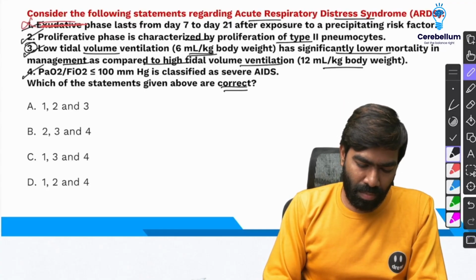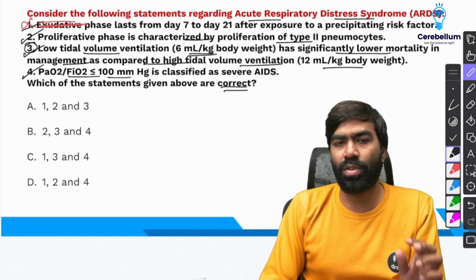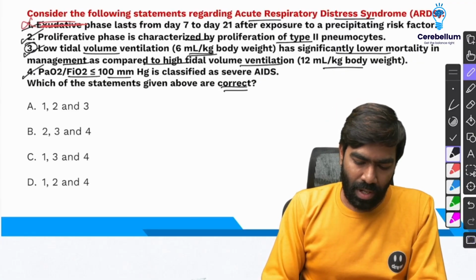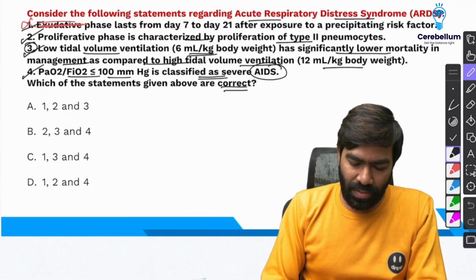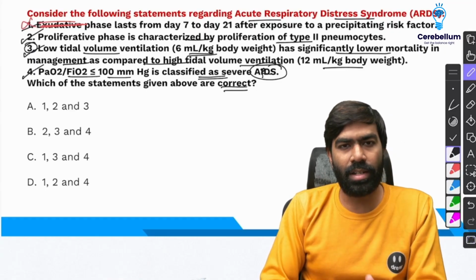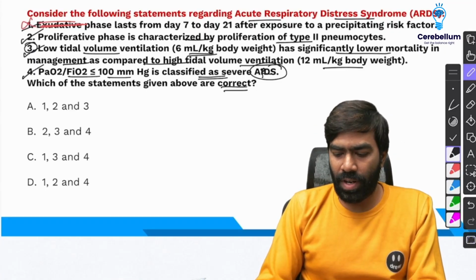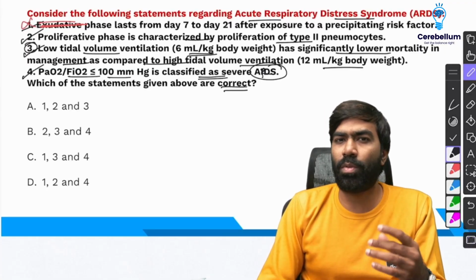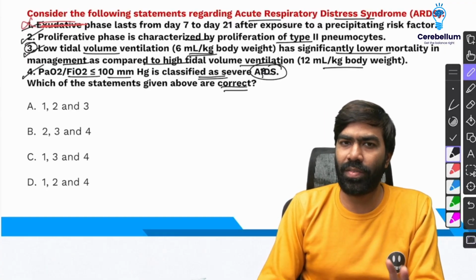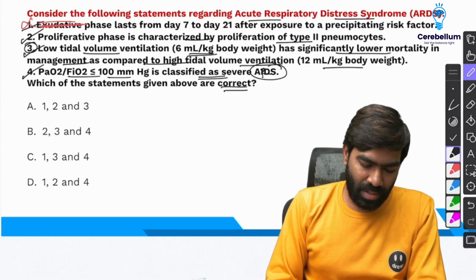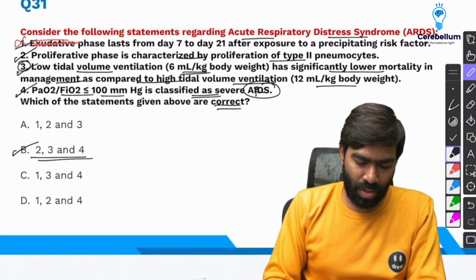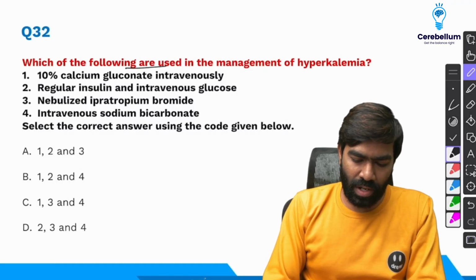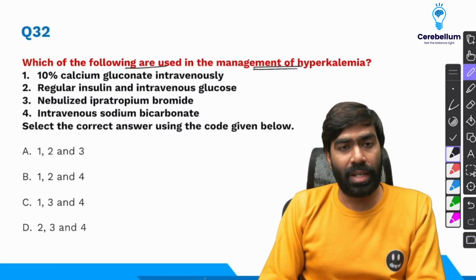And option 4, PaO2 to FiO2 ratio, that is PF ratio measured with a PEEP of at least 5 centimeter of water above, and if it's less than 100, it's classified as severe ARDS. It's not AIDS, it's ARDS. That is also correct. In fact, if the PF ratio is less than 300, we call it as mild ARDS. If it's less than 200, we call it as moderate ARDS. If it's less than 100, we call it as severe ARDS. Right answer for this question is option B, because 2, 3, 4 is correct. 1 is obviously wrong.